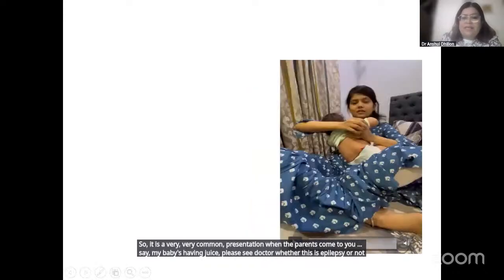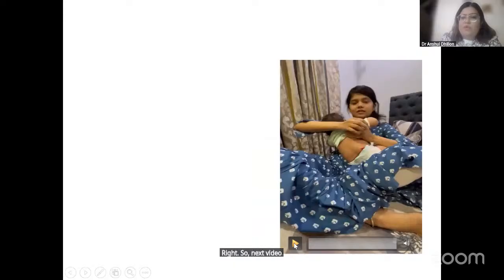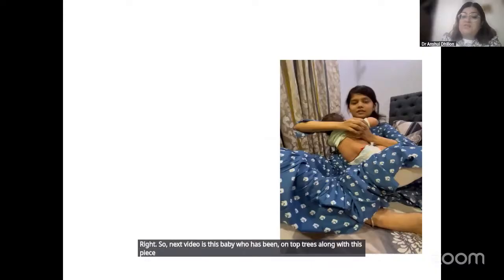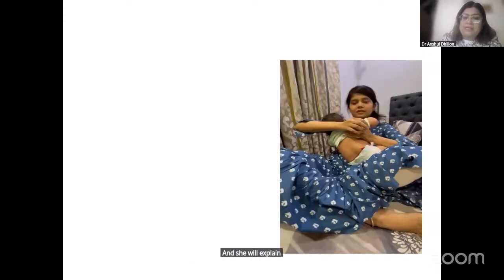Right. So the next video is of this baby who has been on top feeds along with breast feeds, and the mother is very, very intelligent. She would tell the association of these movements with feeding, and she will explain the whole movements. See how these movements are.